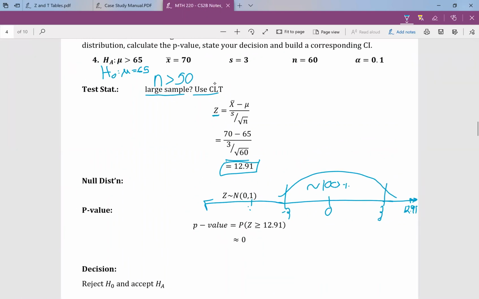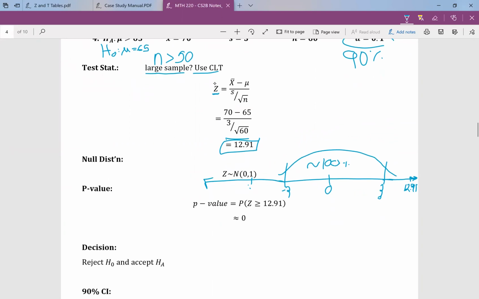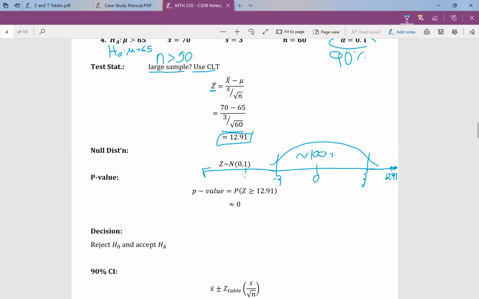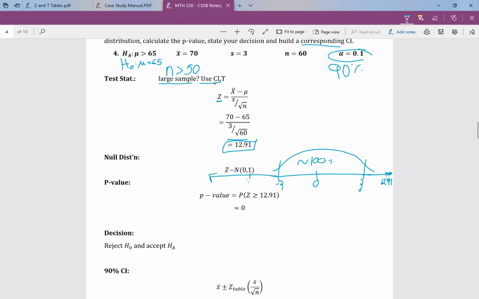All right, the last thing this problem asks us to do is build a corresponding confidence interval. Okay, so corresponding meaning since alpha is 0.1, then we want a 90% confidence interval. So we're going to start with the formula. Now, if we scroll out a little bit, we have X bar, we have S, we have N. The only thing we don't have is our table value, okay?